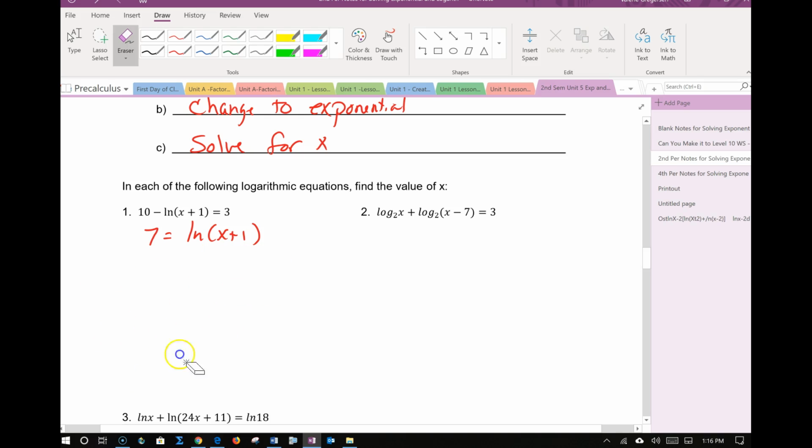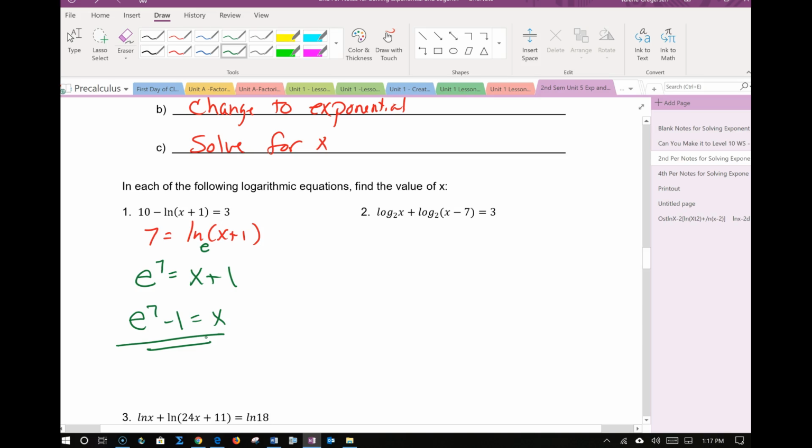So remember, changing to exponential form is like if I'm saying log base e, okay? And then we rewrite it, knowing the difference between logarithms and exponents. As long as you do this, you can go e raised to the 7th power is equal to x plus 1. So if you're solving for x, it's really e to the 7th minus 1 is equal to x. So that's an easy way of getting the solution.